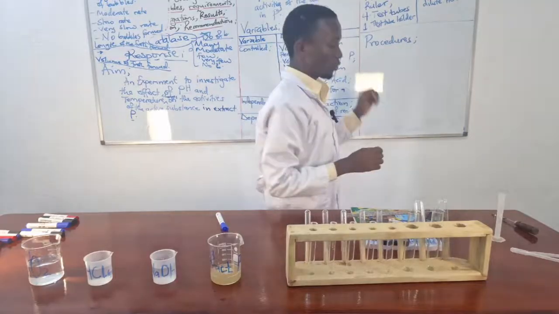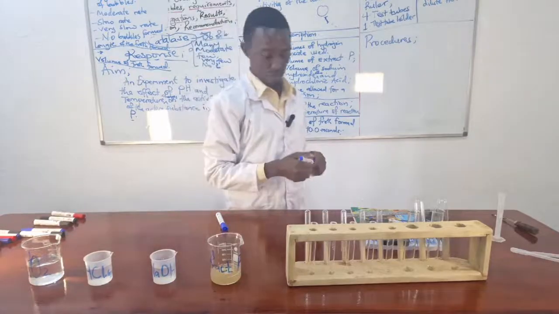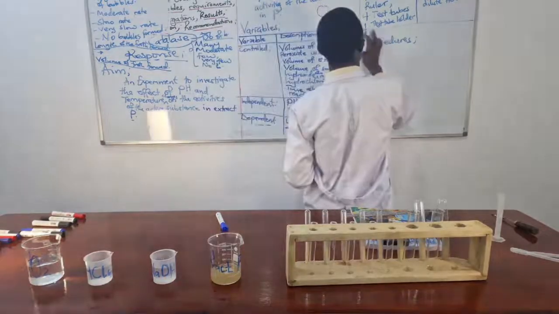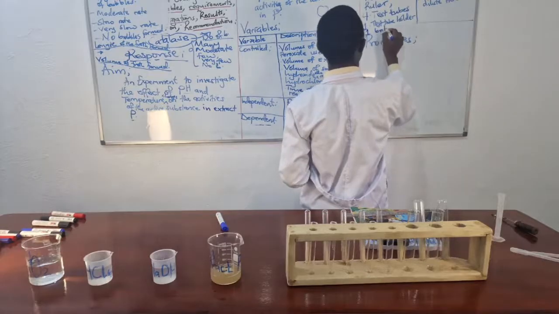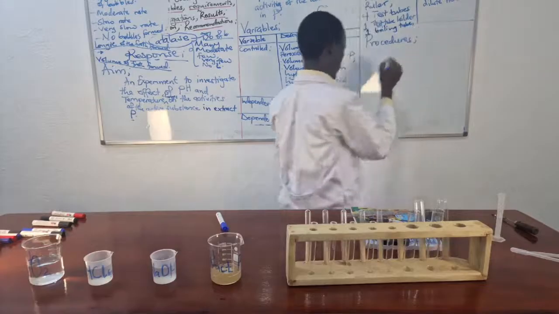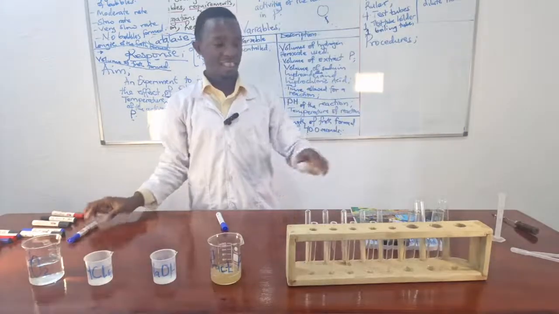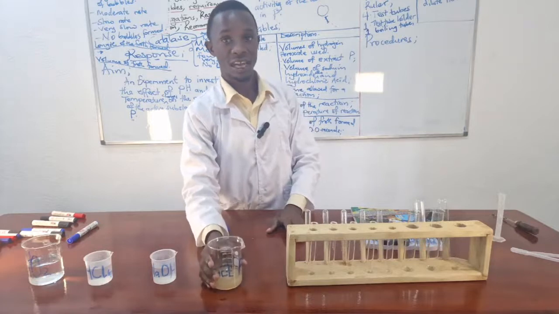So I'll actually also need the boiling tube because I'm going to boil. I will have to boil extract P, so I will need one boiling tube. I will start now measuring the extract. I have the extract.